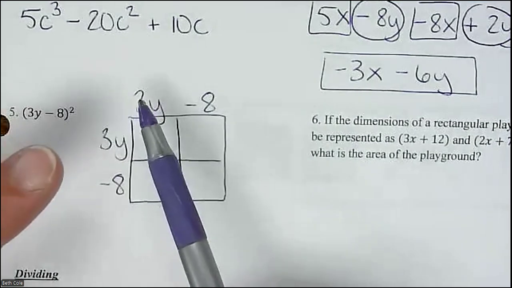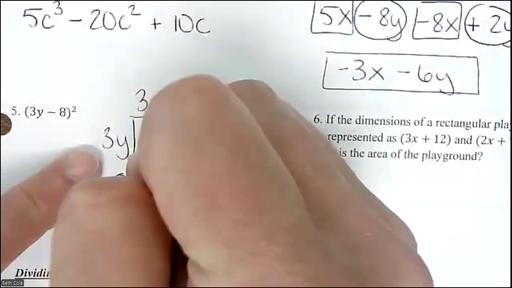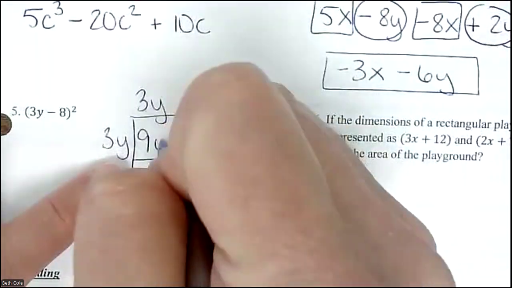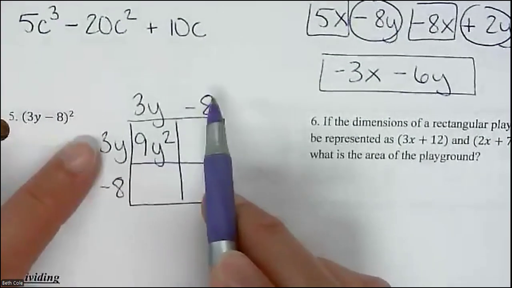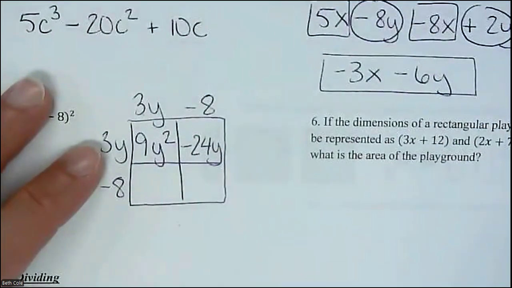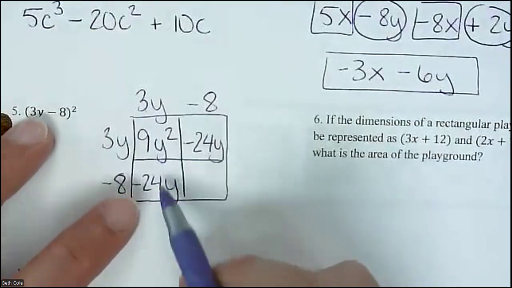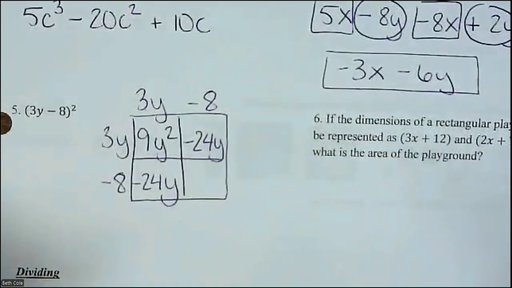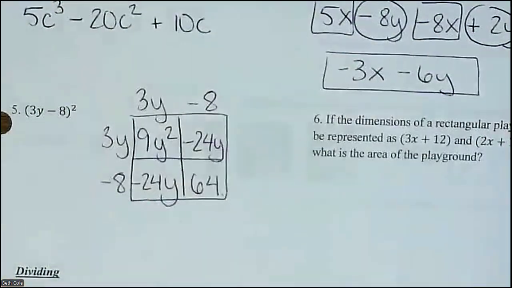All right, so in the first one, 3 times 3. No. 9. And then y times y is y squared. 1 plus 1 equals 2 is what we did there. But it is confusing for people because the ones aren't written. All right, in this one, negative 8 times 3y, that's going to be negative 24y. And the exact same thing is going to go in this one because it's the same. And then the last box is -8 times -8, which is good, positive 64.